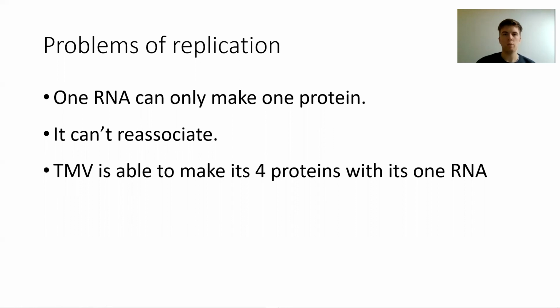So the problem is the replication of the TMV virus. As you already know, the tobacco mosaic virus is one strand of RNA, but it needs to make 4 proteins to function. So how is this possible when the RNA can't allow for reassociation to be able to be translated? TMV is able to make 4 proteins with only one RNA, and I'm going to explore how this is possible.